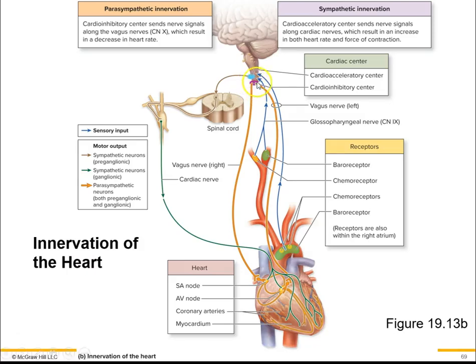Here's the cardioinhibitory center, and again, it's going to be that vagus nerve that extends down. So you've got the right vagus nerve here that's going to innervate the SA node, and the left vagus nerve here that's going to innervate the AV node. And remember, sympathetic innervation is going to speed the heart up, and it's going to make more forceful contractions. Parasympathetic innervation is going to slow heart rate down.